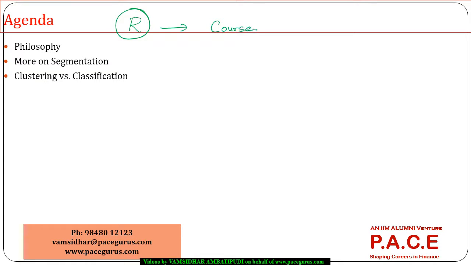Compared to that, we are talking about basically the philosophy behind segmentation, the various important things that I have to keep in mind when I'm doing a segmentation, and the two major types of segmentation. Without going into the R aspects or technical aspects of them, I'm trying to cover the management focus of both clustering versus classification, two different types of segmentations that we think of.